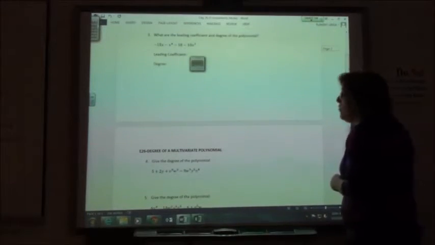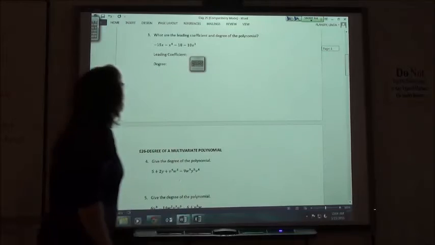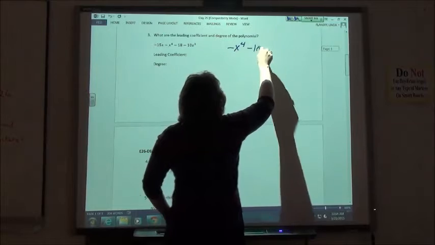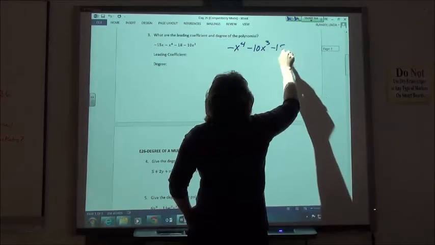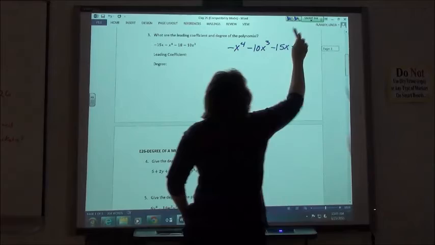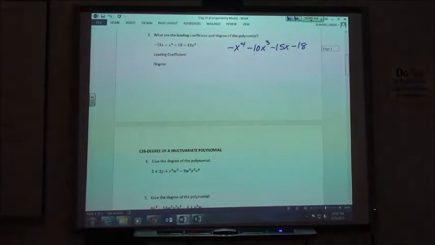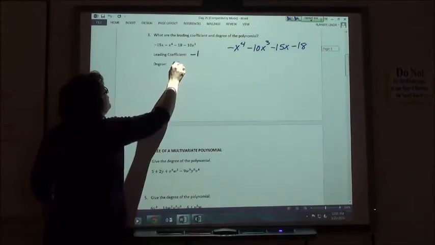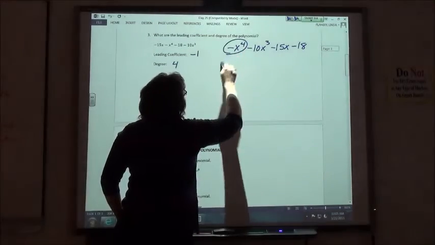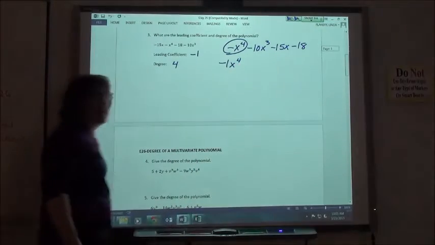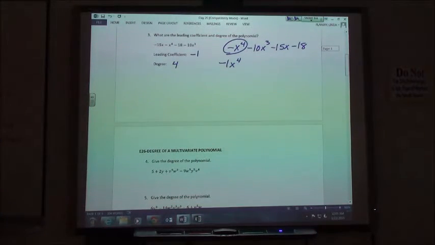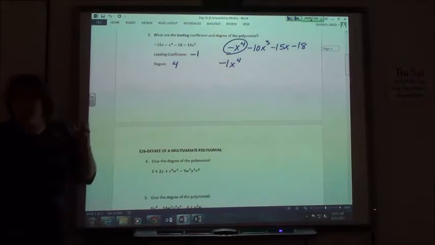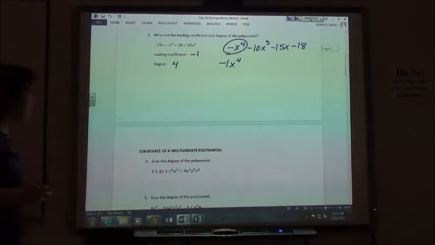So on number 3, if I were going to rewrite that and put it in the best order, I would have negative x to the 4th, minus 10x to the 3rd, minus 15x, minus 18. And so my leading coefficient would be negative 1, and my degree is 4. Just keep in mind that it's really a negative 1x to the 4th. If the number's not there, we know it's a 1. Sometimes they will switch these around and put degree first and leading coefficient second. Just pay attention that you put the proper one in the proper spot.